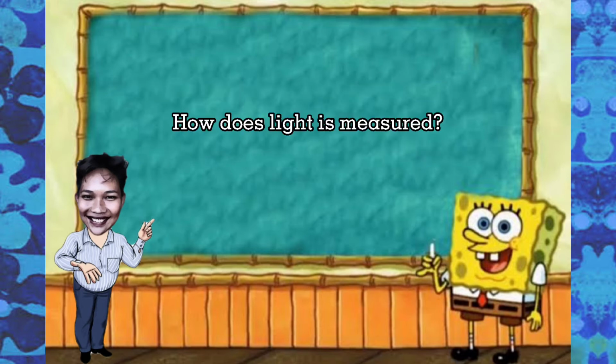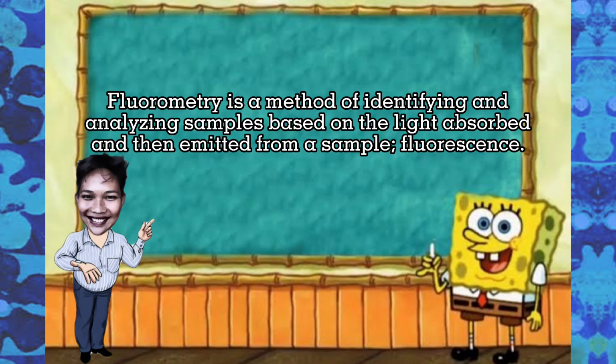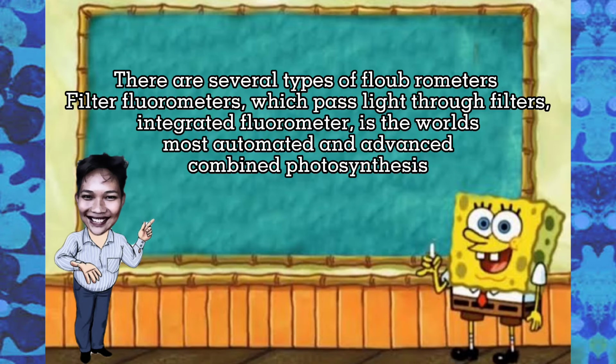But in what ways is the light measured? Fluorometry is a method of identifying and analyzing a sample based on the light absorbed and then the light emitted by a sample or analyte. Did you know that there are several types of fluorometers?